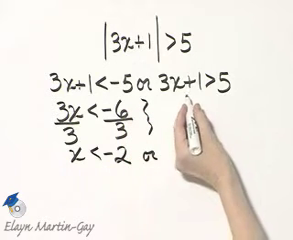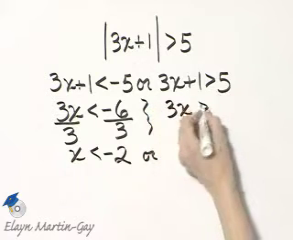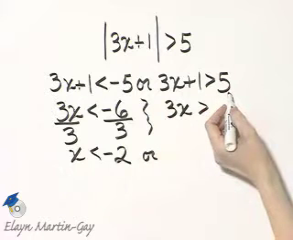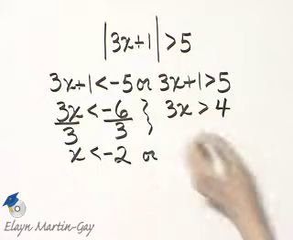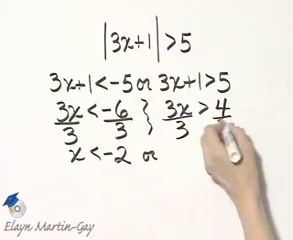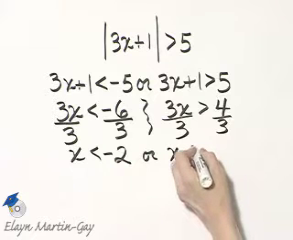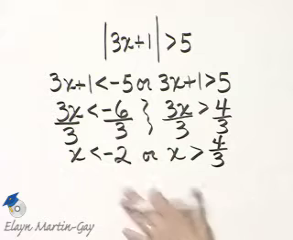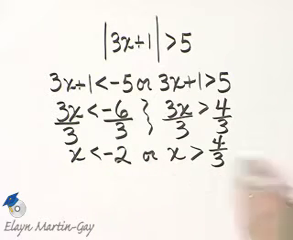Or here I'll subtract 1 from both sides, so I'll have 3x is greater than, if I subtract 1 on the left side, I have 3x. If I subtract 1 on the right side, 5 minus 1 is 4. Divide both sides by the coefficient of x, which is 3. So, or x is greater than 4/3. These are solutions. Any number less than negative 2 is a solution, or any number greater than 4/3 is a solution.